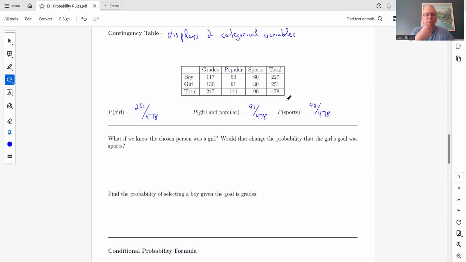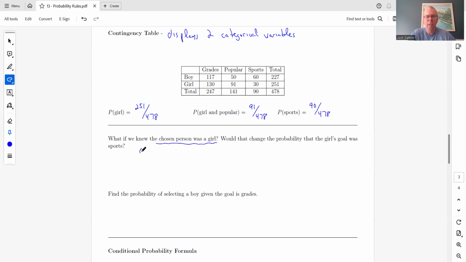But what if we know something about the person? So what if we know the chosen person is a girl? So you randomly pick a student. You were informed that the student is a girl. Now, what's the probability that the girl's goal is sports? So the way we write this, well, first of all, let's say we know this part. So we know the person was a girl.